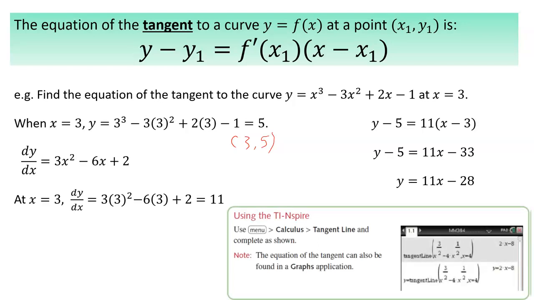On your CAS, you can get it to tell you the equation of the tangent line by using menu, calculus, tangent line. And you have to put in the rule for the function. You don't need the y equals part, and then the x value. You could actually also put the y value in, but most of the time you'll be asked with the x value. And then it gives you just the expression in x. So when you're answering a question, find the equation, you would need to remember to write y equals, in this case, 2x minus 8.